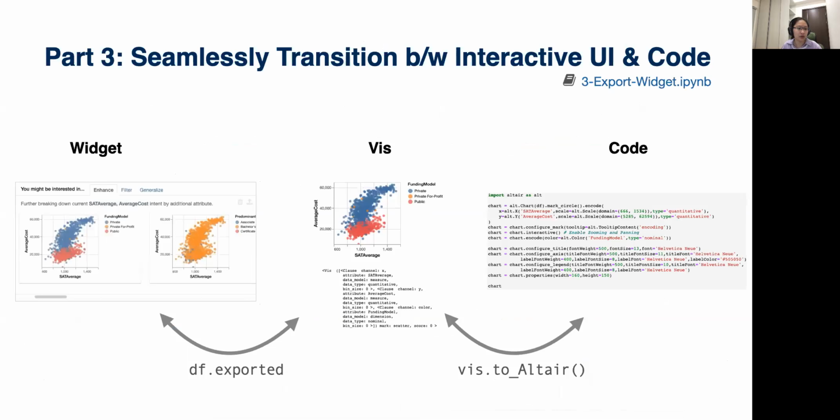The third part of the tutorial looks at how users can click on one or more of these visualizations, export them, and programmatically access these visualizations further in their Jupyter notebooks. Visualizations are represented as viz objects in Lux, which can then be translated into code so that we can further edit these visualizations.